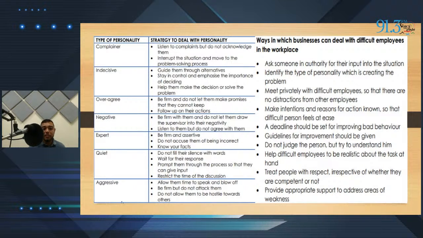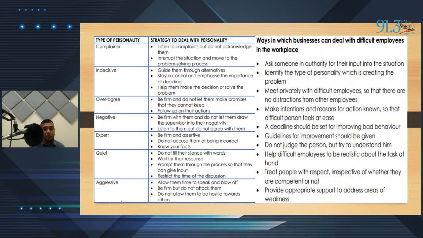We have a personality such as a negative person, so be firm with them and do not let them draw the supervisor into the negativity. Listen to them, but do not agree with them. We have an expert, be firm with them and assertive. Do not accuse them of being incorrect. Know your facts when dealing with them.